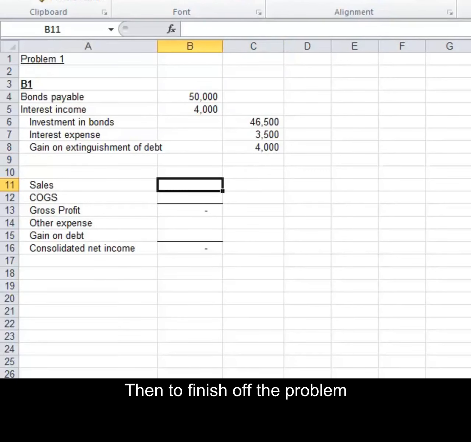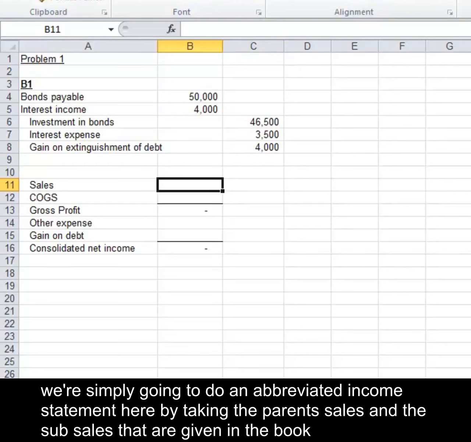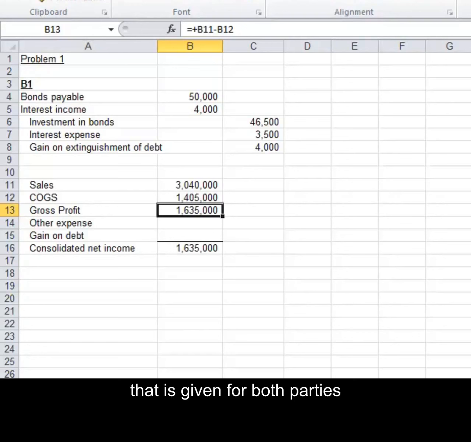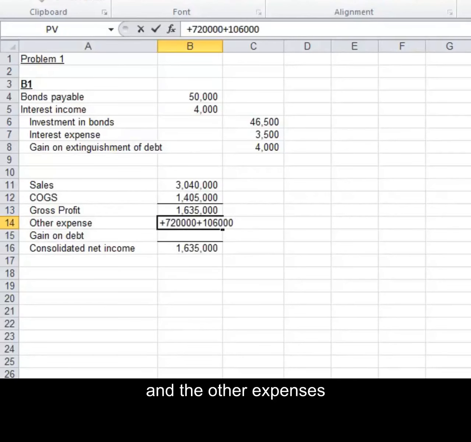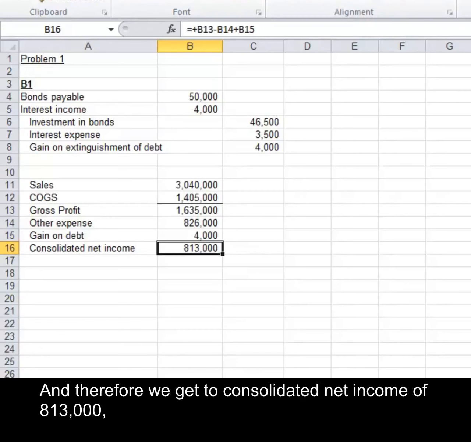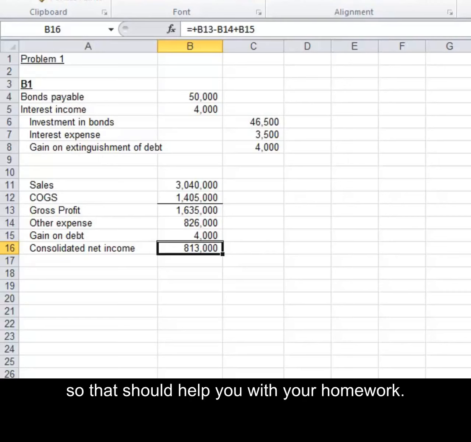Then to finish off the problem, we're simply going to do an abbreviated income statement here by taking the parent's sales and the sub's sales that are given in the book, and cost of goods sold that is given for both parties, and the other expenses, and then we're going to add in the gain. And therefore we get to consolidated net income of $813. So that should help you with your homework.